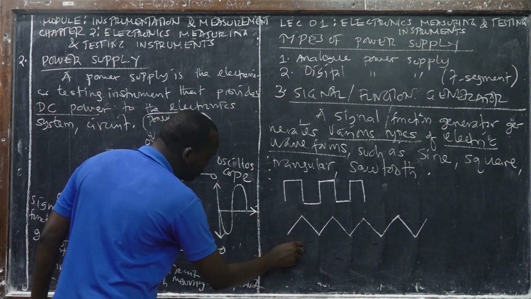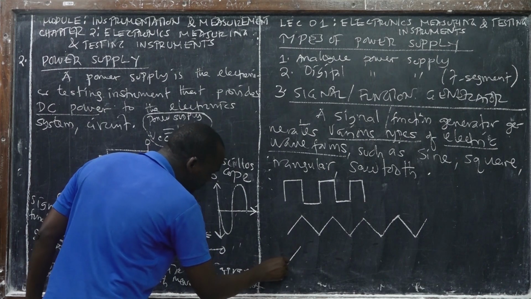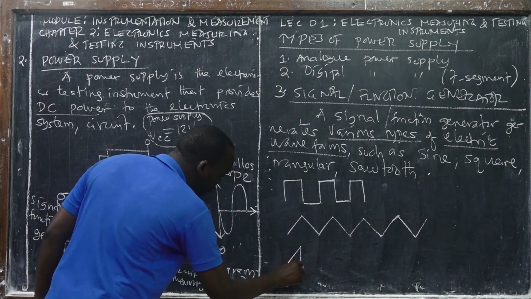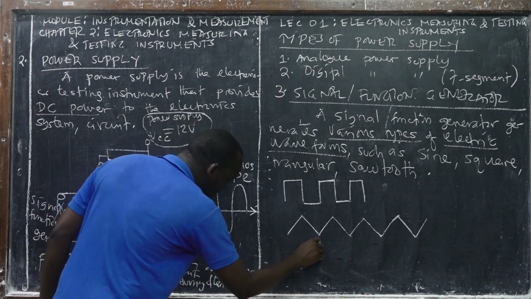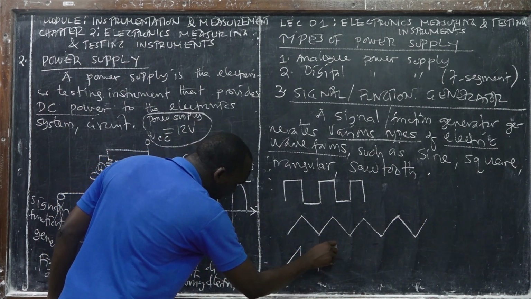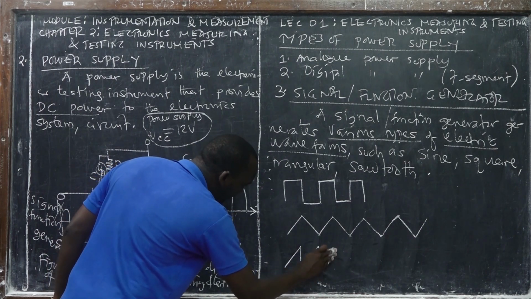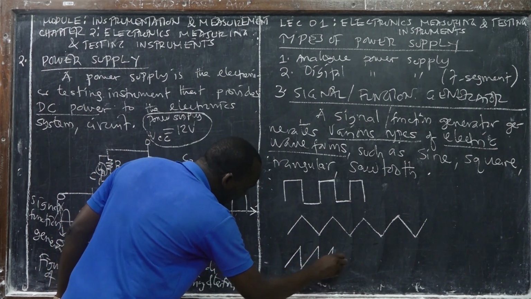Then we have sawtooth. So this is sawtooth. Sawtooth looks like a saw. Do you know a saw? Mnajua msumeno? Kwa hiyo hii waveform ilivyo ni kama msumeno ulivyo.